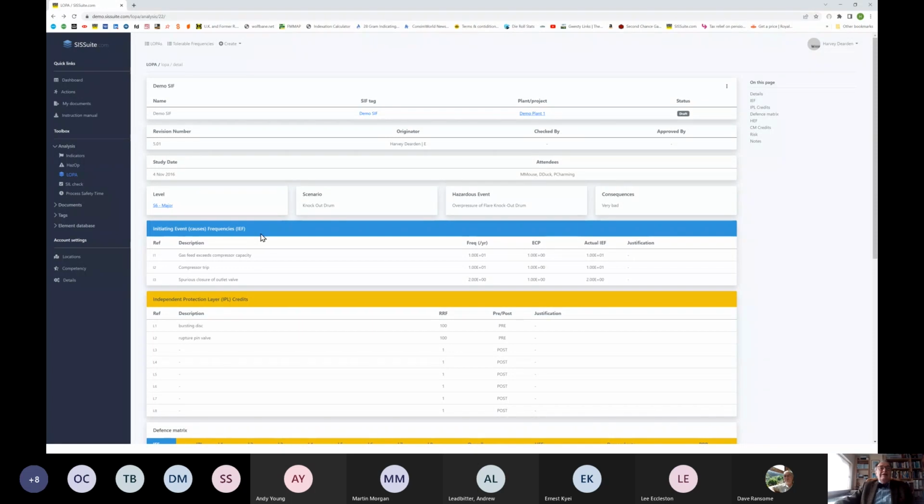And then we have here identified the initiating event frequencies. And there are 3 identified. Too much gas, basically, it's coming in faster than the compressor can handle, leading to an overpressure, and that's 10 times a year. The compressor trips, again, 10 times a year, and the outlet valve could spuriously close, so effectively deadheading the vessel, again causing a pressure rise.